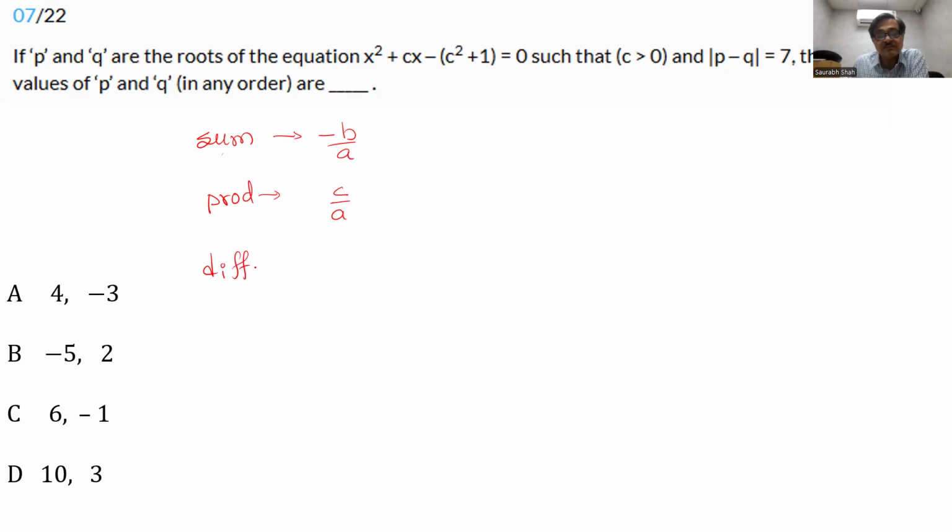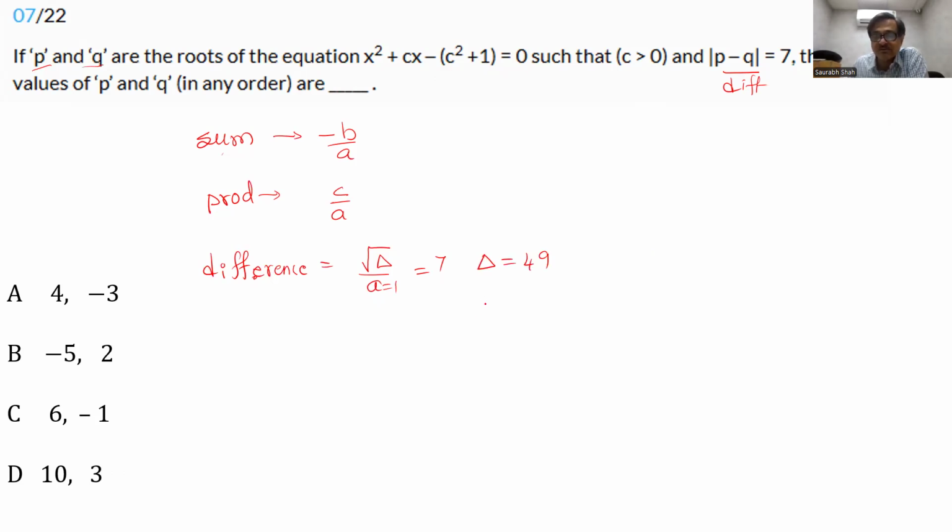What is the difference of the roots? Difference of the roots is root delta by a. The difference of the roots is root delta by a. Now, question says your roots are p and q, and mod p minus q, that means the difference is 7. A is already 1. So root delta is 7 and delta is 49.